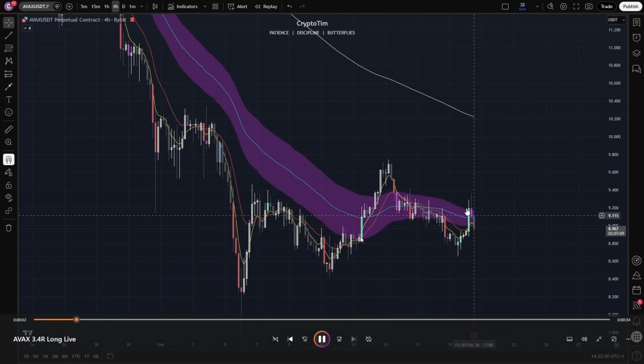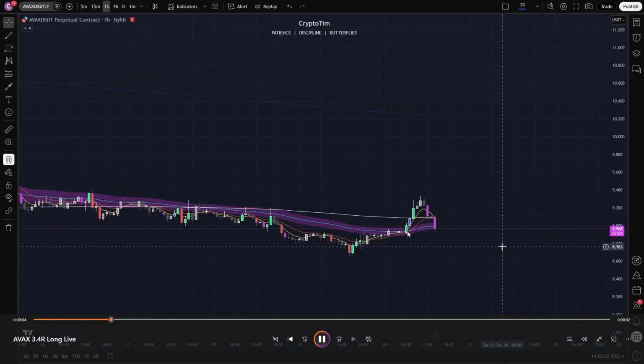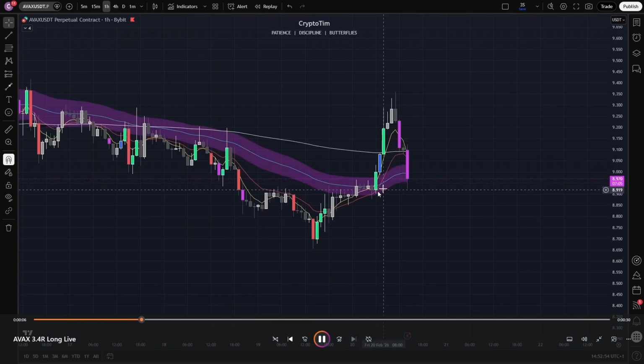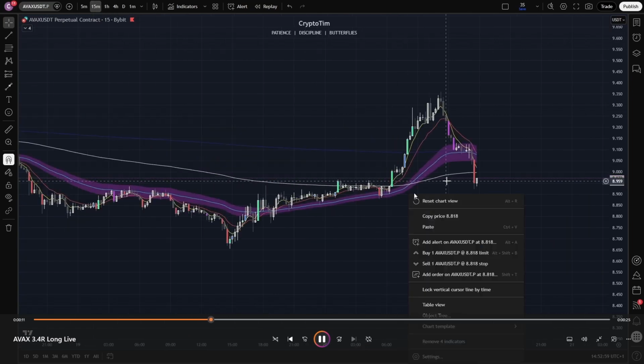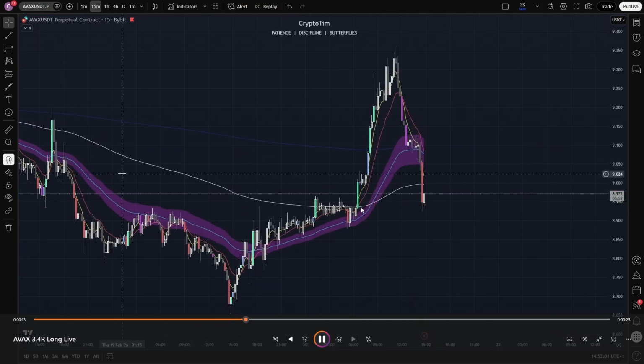So we instantly check on the 4-hour our vector candles here, it got recovered. We switch to the hourly, we see this vector candle got recovered as well. We go to the 15, same thing, vector candle got pretty much perfectly recovered here.